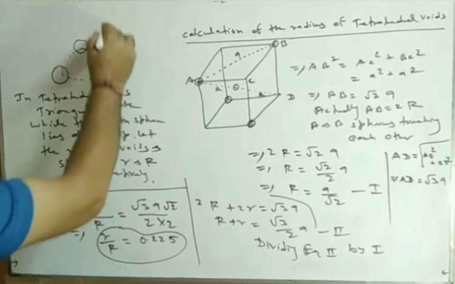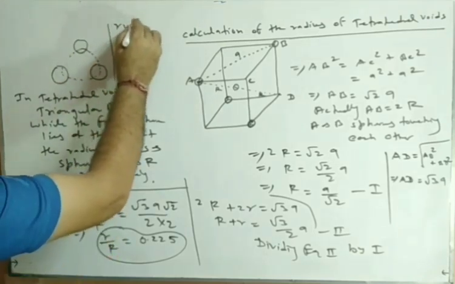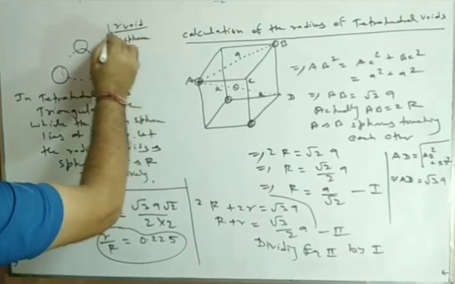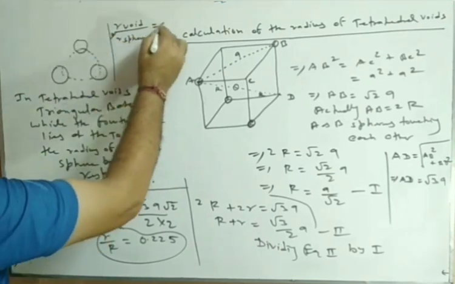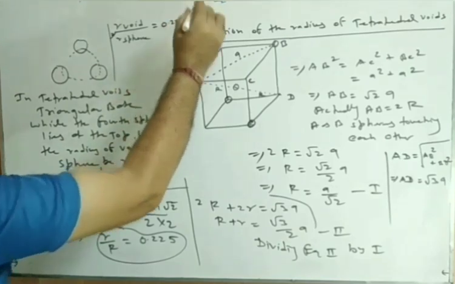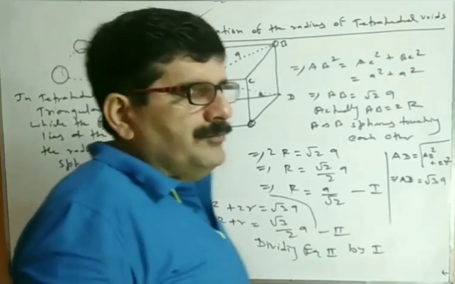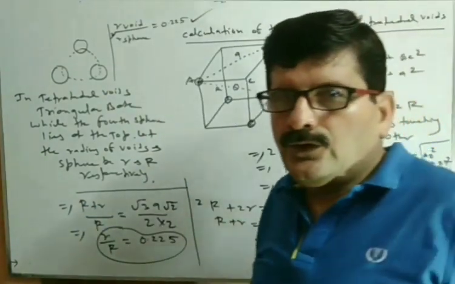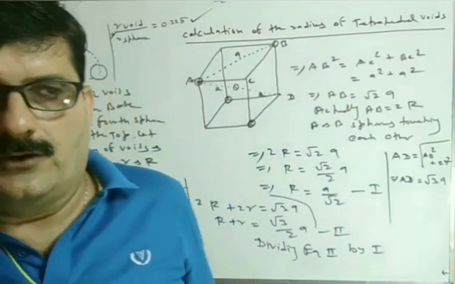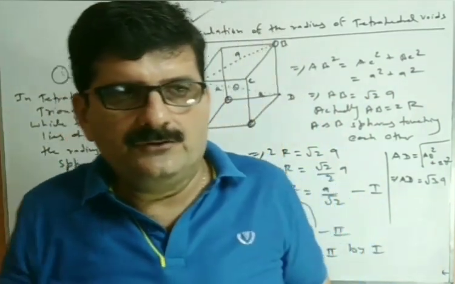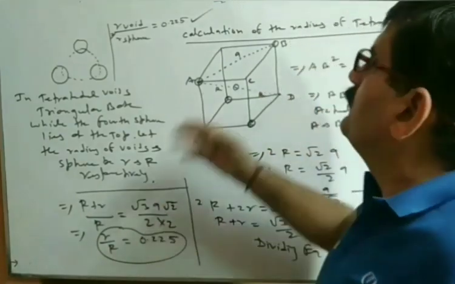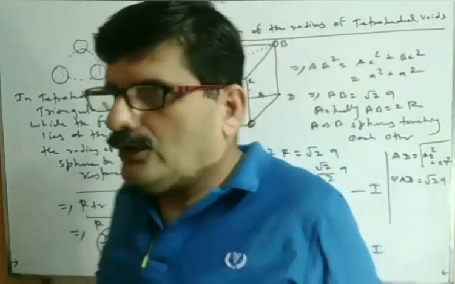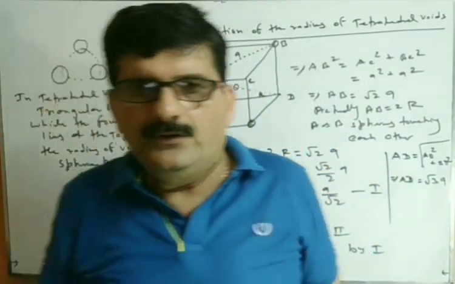That is r by R. The numerical value is constant, 0.225. So this is the numerical value for such type of void. You can take a screenshot. In your board examination, either determination of radius of tetrahedral void or octahedral void may be asked.